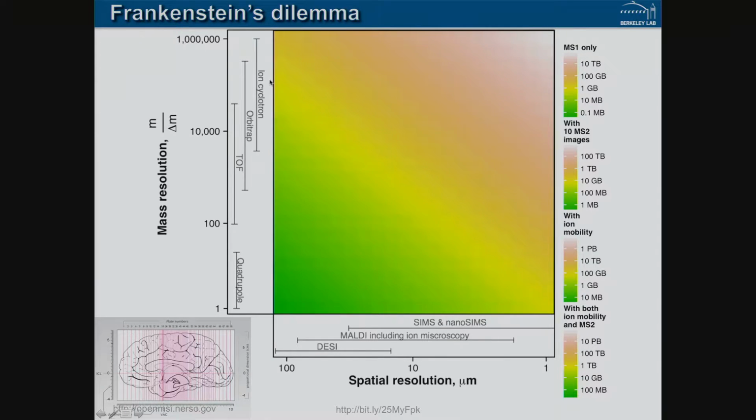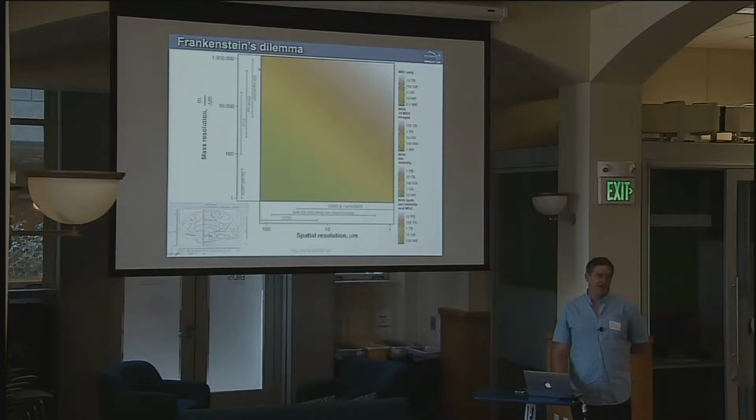That would depend on the instrument you're using. These more modern instruments are going to produce bigger files because they have higher mass resolution. It would also depend on the spatial resolution and the type of ion beam you're using. So MS1 only, you're looking at low terabytes for a human brain. There's not a lot of information there.